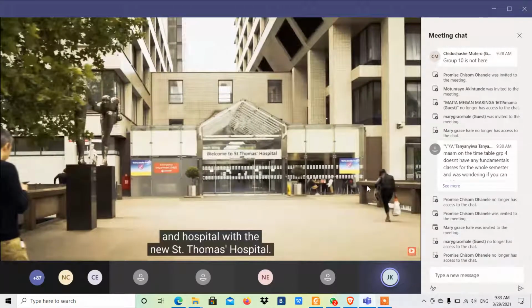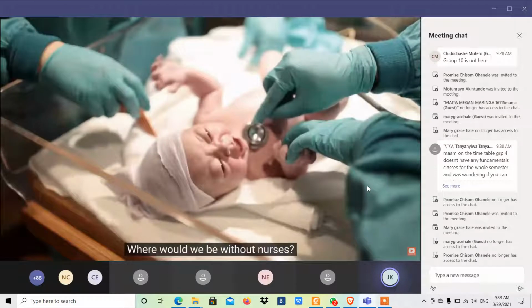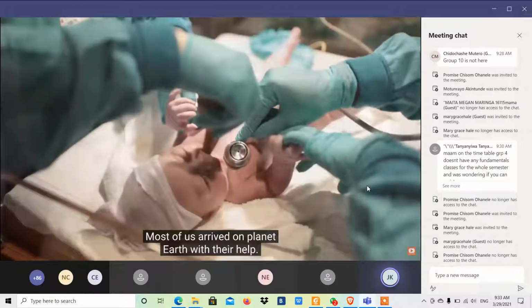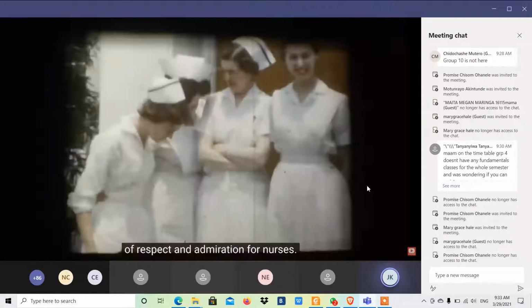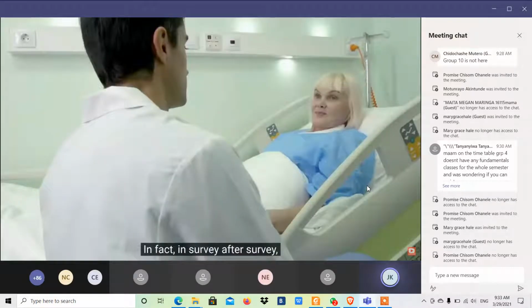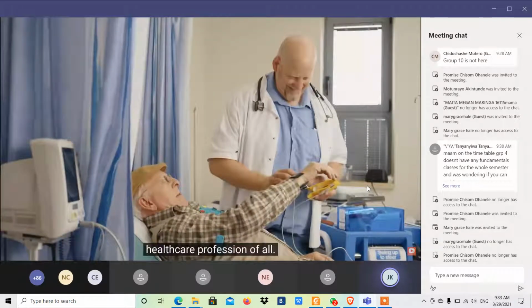Where would we be without nurses? Most of us arrived on planet Earth with their help. A nurse's face was one of the first we saw. And we've always retained a sense of respect and admiration for nurses. In fact, in survey after survey, nursing comes up as the most trusted healthcare profession of all. And if you or a loved one has spent time in a hospital, you'll certainly understand why.